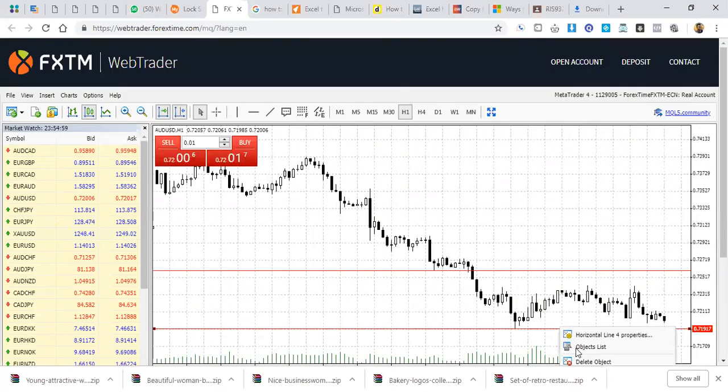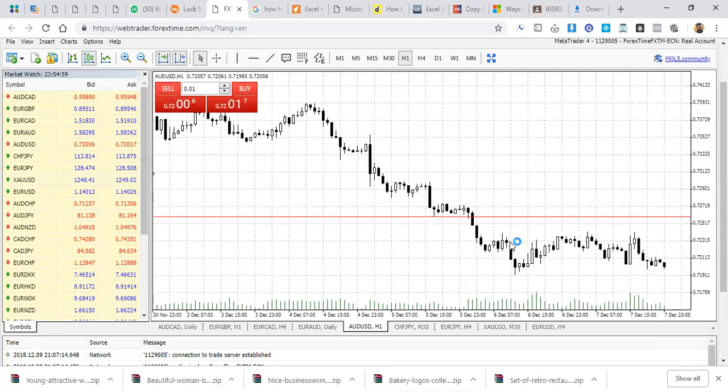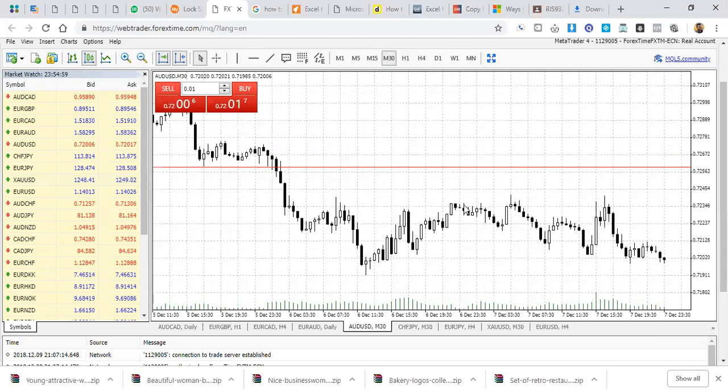let me just remove this. One way to take this trade is, you can see right here, let's go to the 30 minutes time frame. The market is consolidating. The market is consolidating. So we have to wait for breakouts.